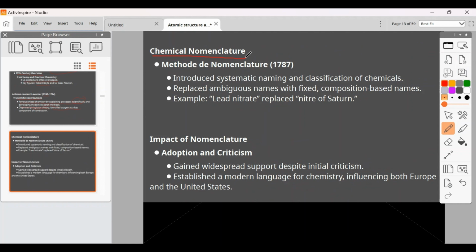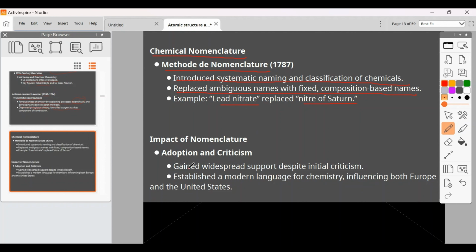Chemical nomenclature methods introduced systematic naming and classification of chemicals and replaced ambiguous names with fixed composition-based names. For example, lead nitrate replaced Niter of Saturn. Okay, the planet. They were using this kind of naming, so they used lead nitrate instead in 1787.